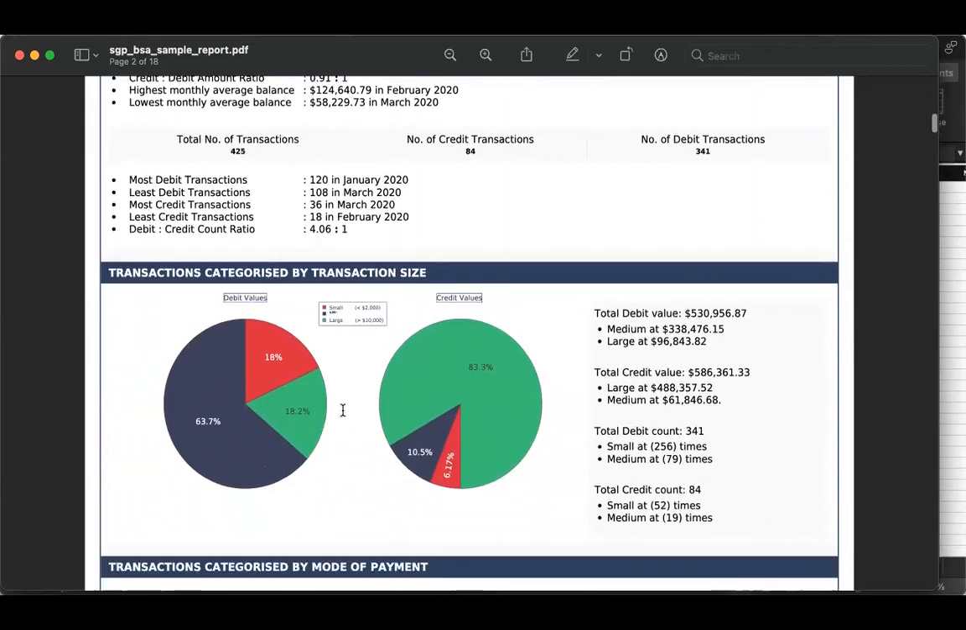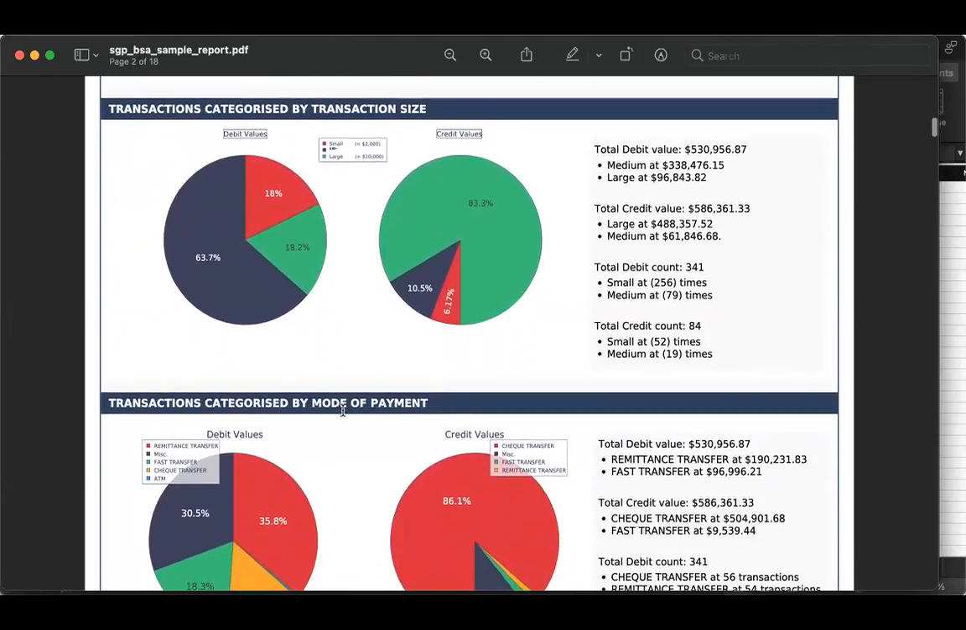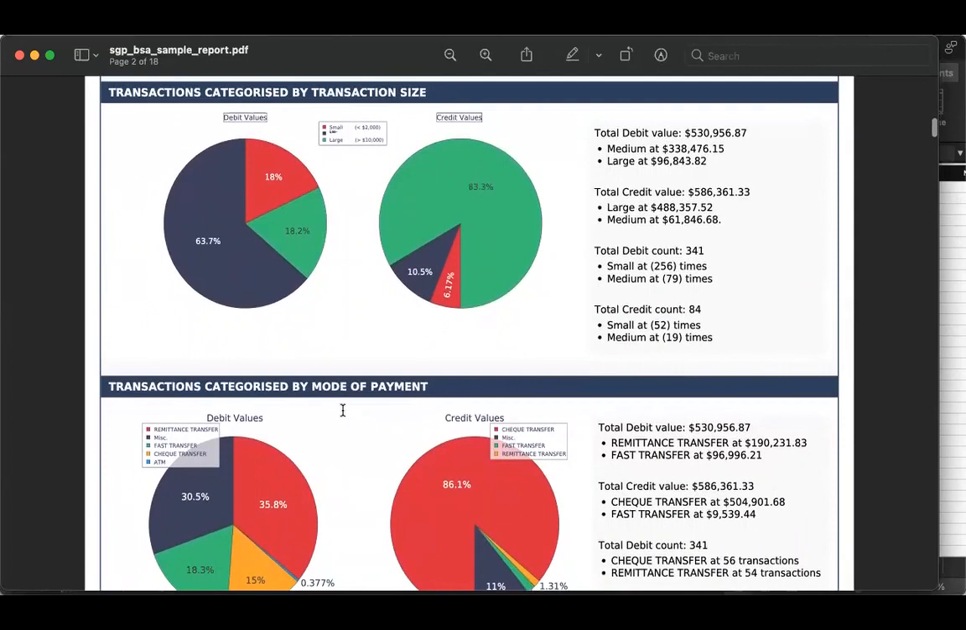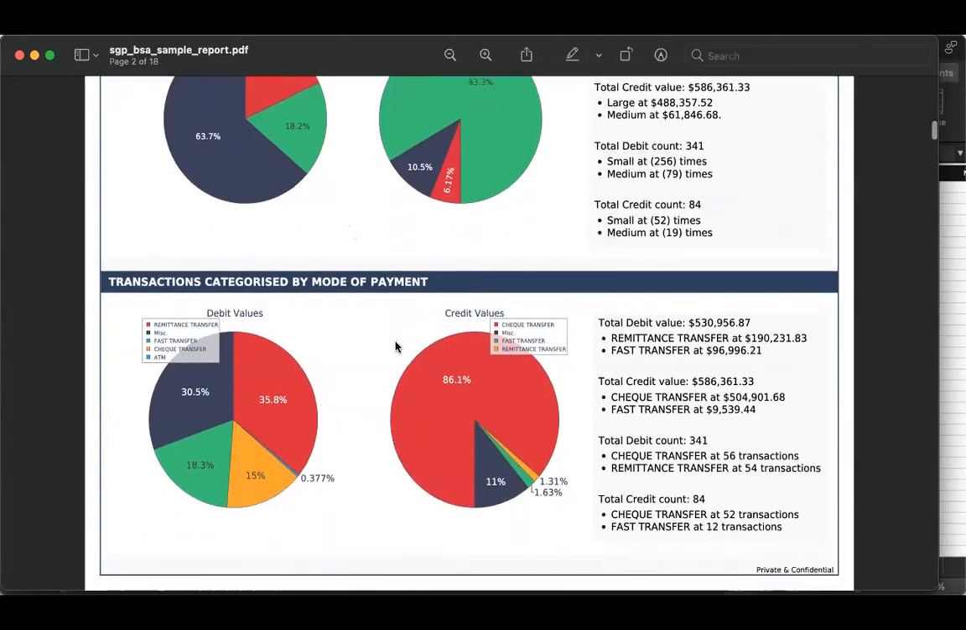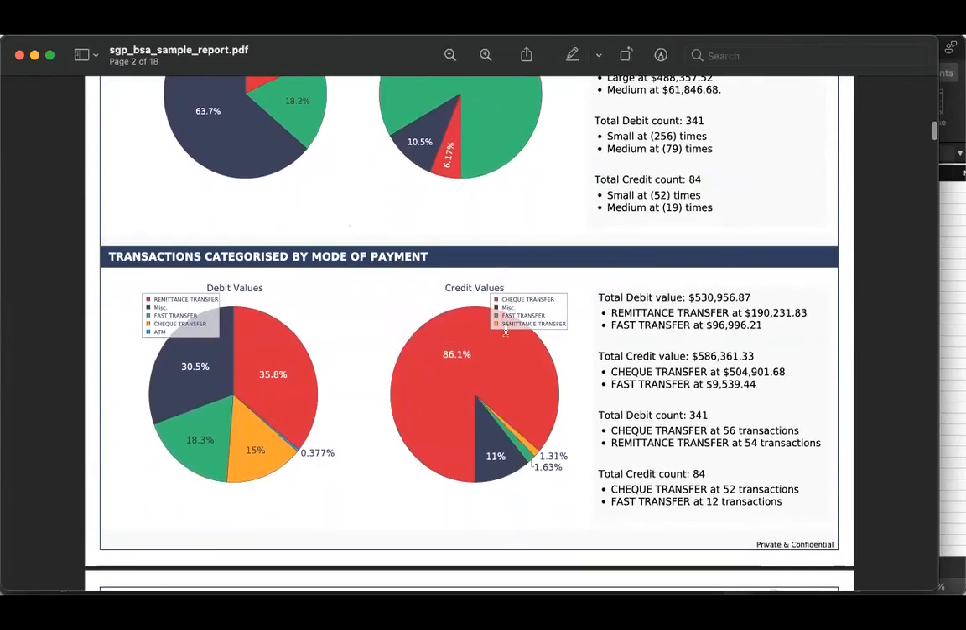Along with it, we have the transactions categorized by size as well as mode of payment. Here we have small, medium, and large transactions based on the range, which is less than $2,000, or greater than $10,000, and medium is $2,000 to $10,000. Based on that, what is the distribution of the transactions in the particular statement? We also have, by mode of payment, the check transfer and fast transfer, ATM transactions as well, and so on.